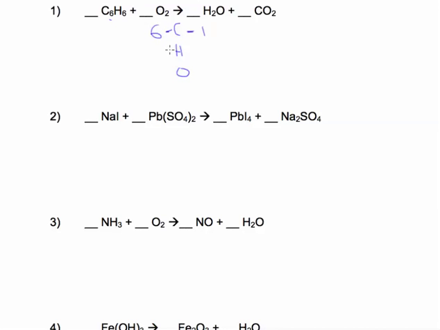In terms of hydrogen, on the left, I have 6. On the right, I have 2. For oxygen, I have 2 over here, and I have 2 plus 1 to give me 3 here.